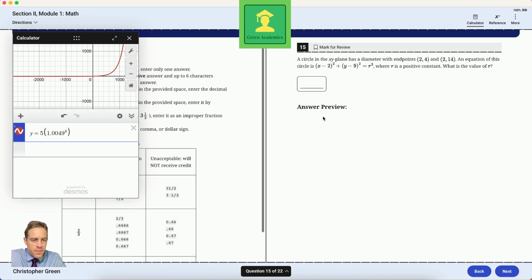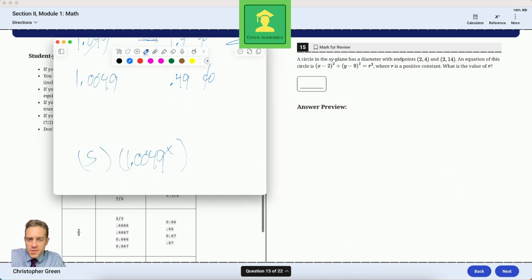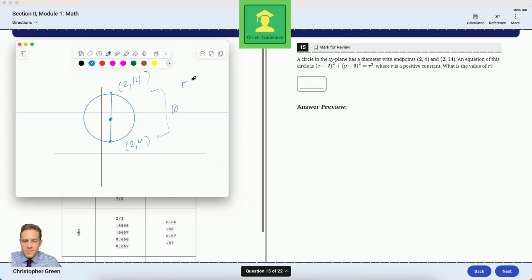A circle in the xy plane has a diameter with endpoints (2, 4) and (2, 14). An equation of the circle is that, where r is a positive constant. Well, let's make a super simple sketch of this, because in this case, the diameter endpoints vary along a single axis. So (2, 4) and (2, 14). Those are directly atop each other because the straight line distance up and down between them is just 10. So the diameter of the circle is 10, which means the radius of the circle is 5.